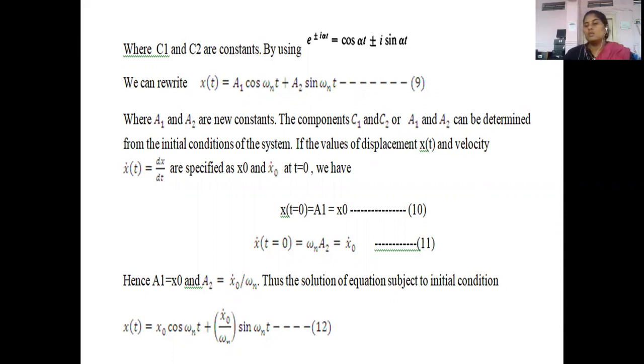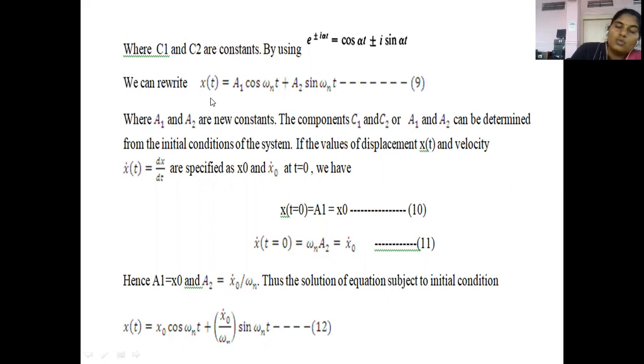So based on this, we have to apply the condition number 1. At time t is equal to 0, displacement is x naught. Okay. So that is equation number 10. Put the time t is equal to 0, x is equal to x naught. Okay, so you can put this value in the equation number 9. At time t is equal to 0, x is equal to x naught.